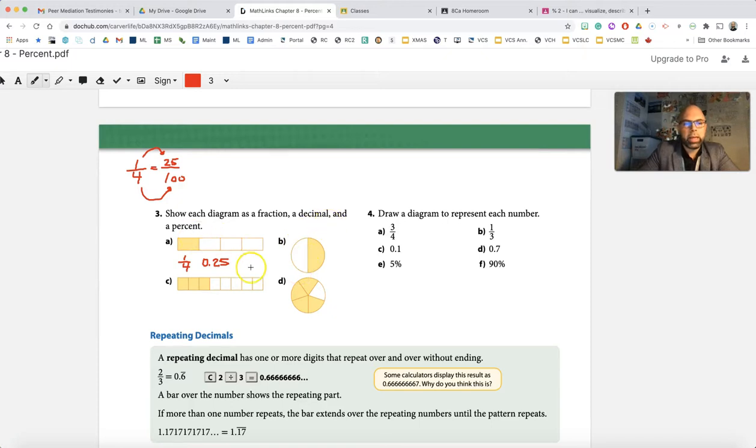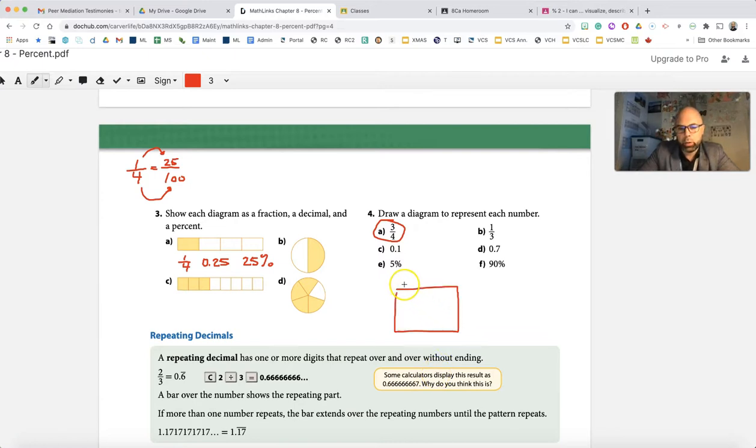And then by a percent, show each diagram as a fraction, decimal, and percent. So of course, as we were just talking about, 0.25 is the same as 25%. So do that for all of these, and then draw a diagram to represent each number. So let's do this one here. 3/4, let's say we have a lovely square.